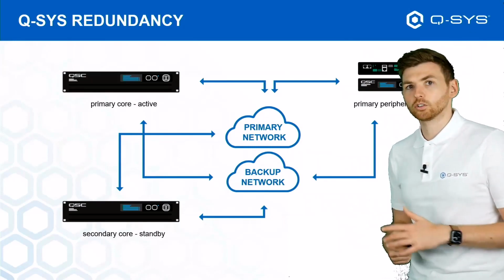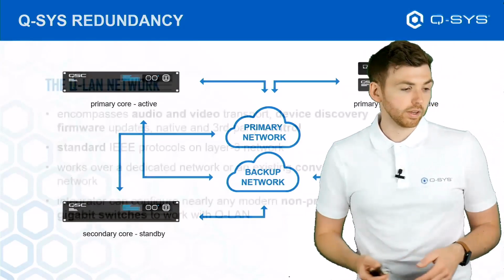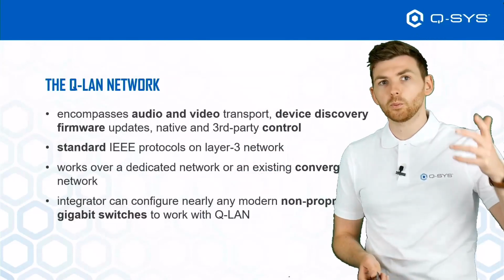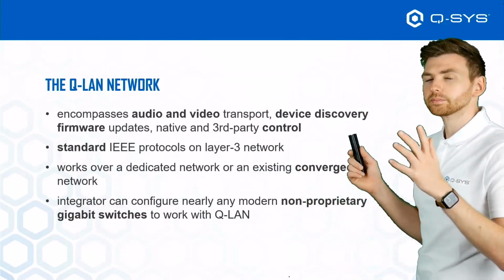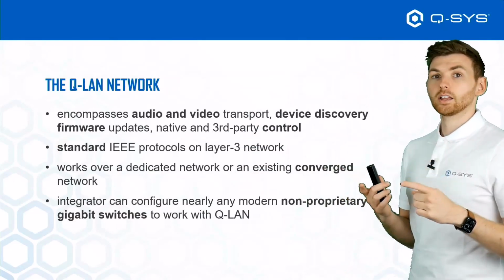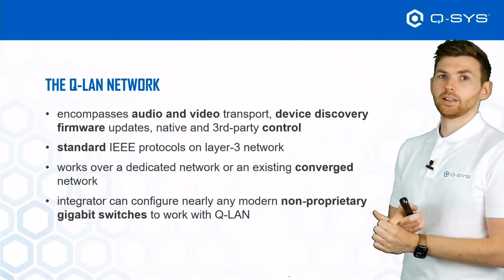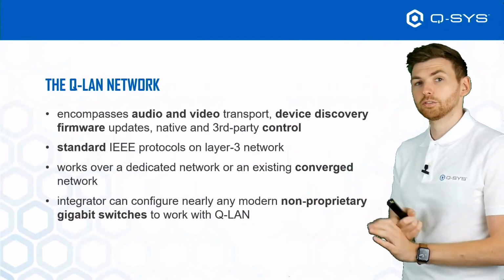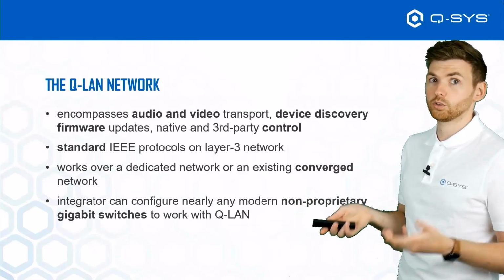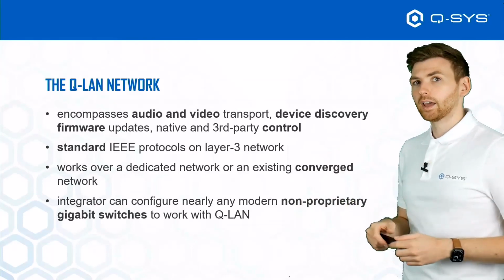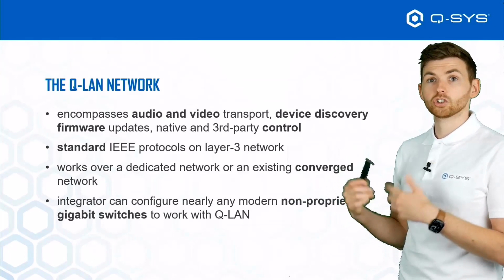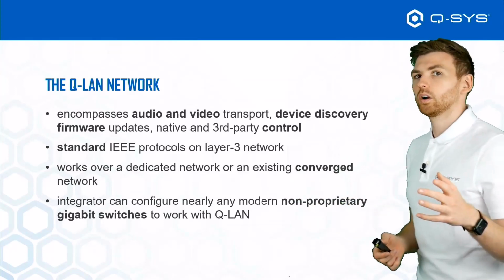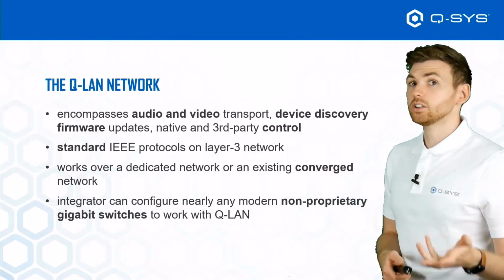Now, talking about networks, we did have a question earlier. Should we have a dedicated Q-SYS network rather than using a client network, for example? Well, QLAN itself technically can work on any gigabit network. It's a standard IEEE protocol, so it works on layer 2 networks. It even works on layer 3 networks. It's all routable as well if you want to get into that. And it can work on a converged network, which means sharing with other traffic, or a dedicated network. It really comes down to the client you're working for and the capabilities of the integrator.